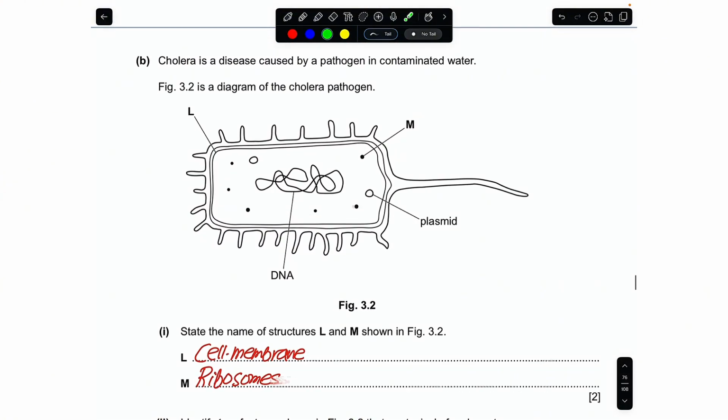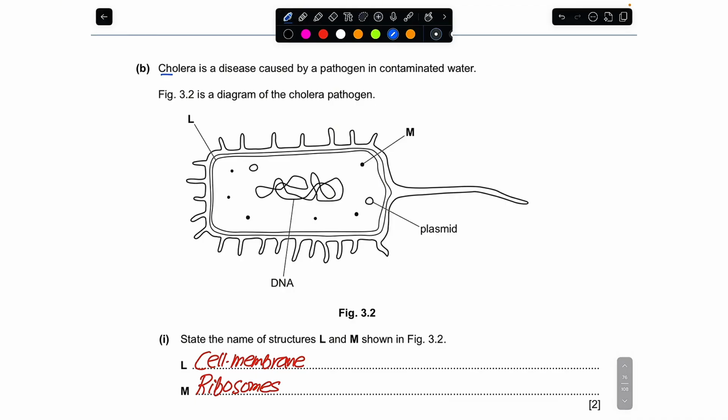Here we come to the B part, and they tell us that cholera is a disease which is caused by the pathogen that is available within the contaminated water. They give us figure 3.2, and that is a diagram of the cholera pathogen. For the first part, they want us to state the name of the structures L and M that are shown in figure 3.2. We know it very well that the outside of the cholera would be the cell wall, and this L would be its cell membrane.